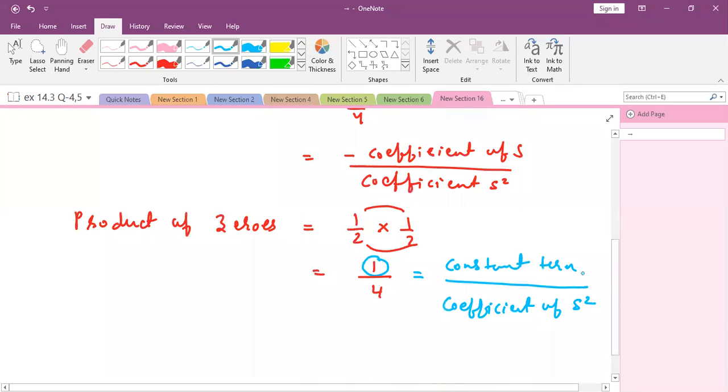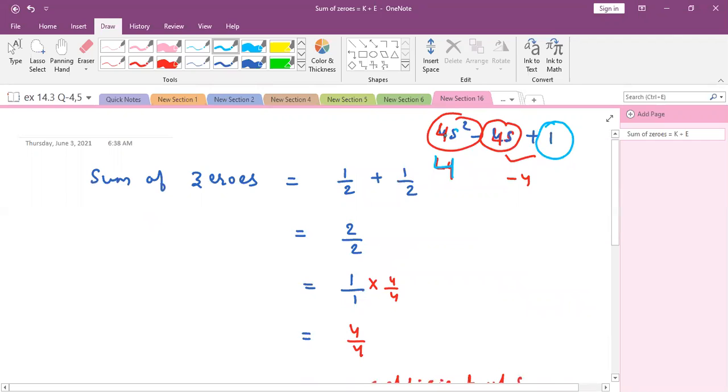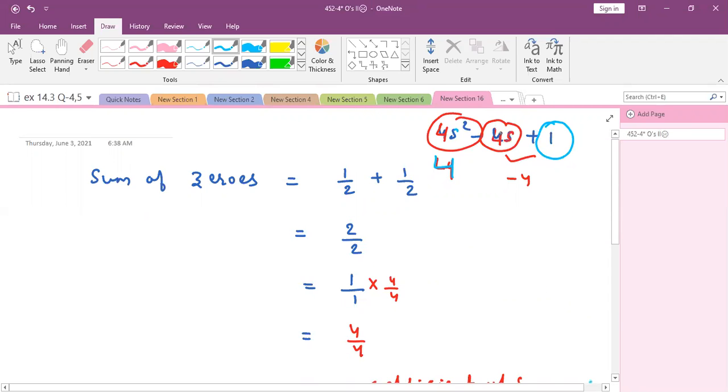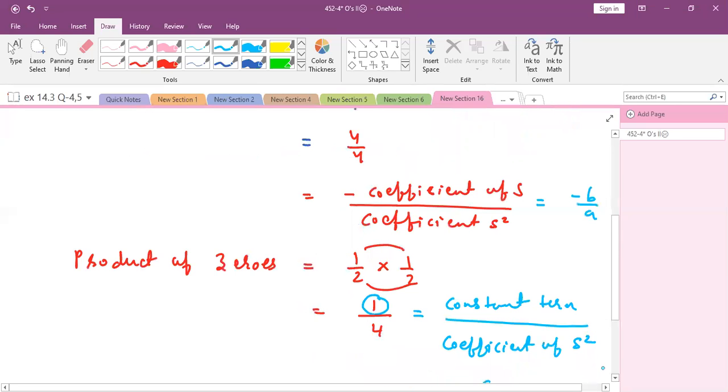You can again write this one as c by a. C is the constant term, a is the coefficient of the first term. Look, the constant term is 1 and the first term coefficient is 4. Similarly in sum also you can write here, that is minus b by a. What is b? It is the coefficient of the middle term. Look here, the coefficient of 4s, that is -4, and the coefficient of the first term, that is 4. So 4 upon 4 has come. Clear? Here you can see we have got 4 by 4. Clear to everyone?